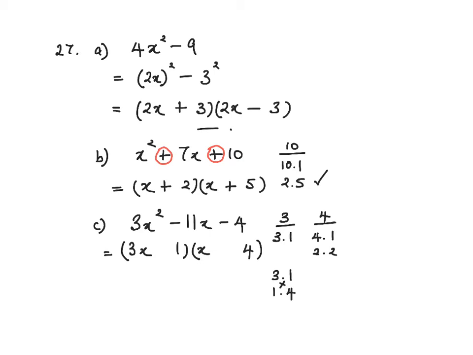Now I want to get a negative 11, so the 12 is going to be negative. The 12 is formed when the 3x multiplies the minus 4, and we know this negative in this position means the signs in the brackets are different, so that will be a positive.